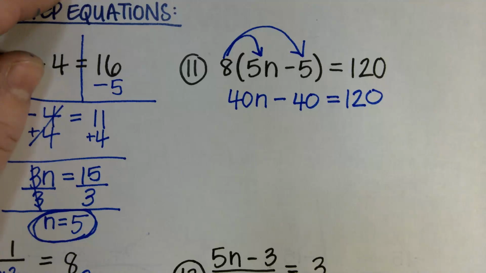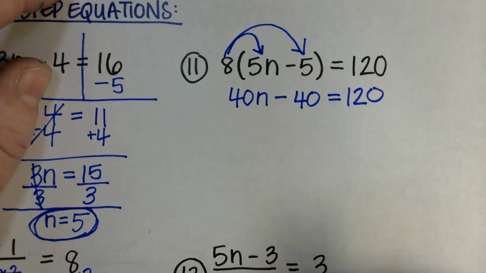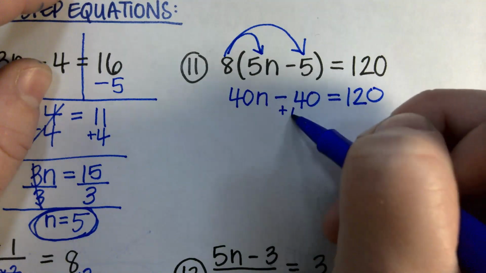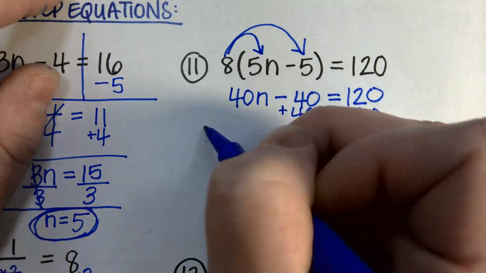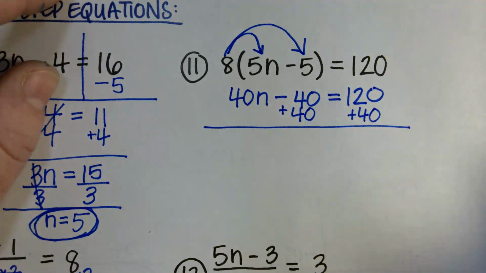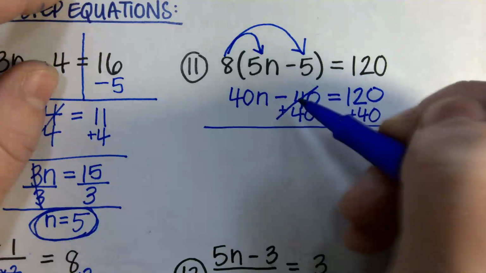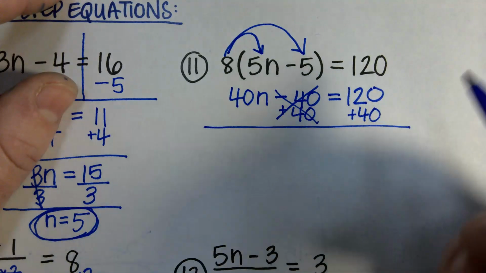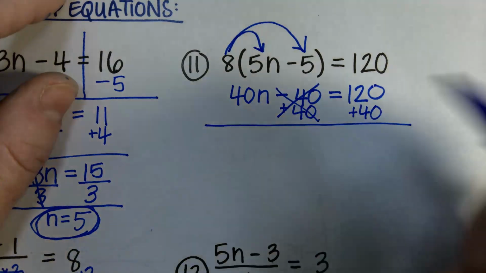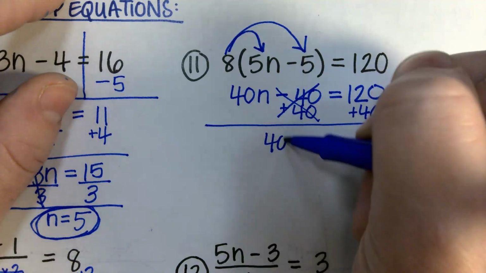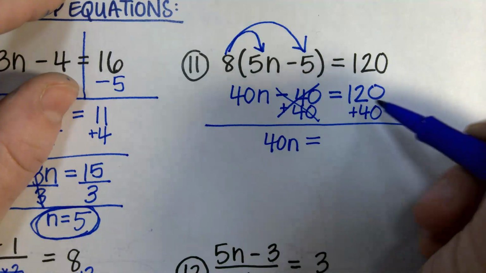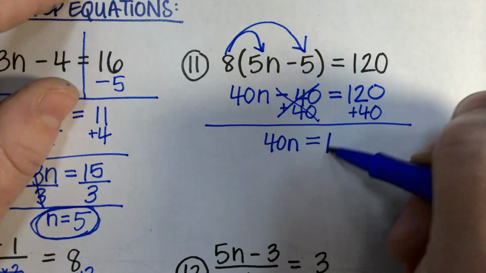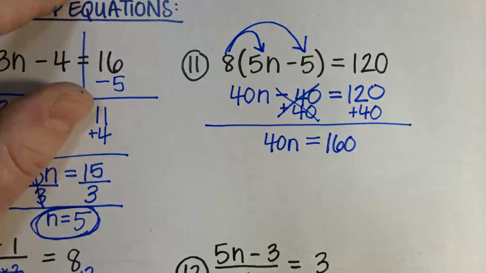Okay, now what do we do? Add 40 on both sides. And what's going to happen? Yeah, my 40's are gone. What's next? 40n equals, what's 120 plus 40? 160.